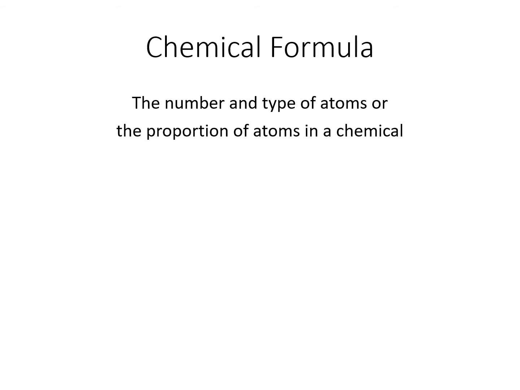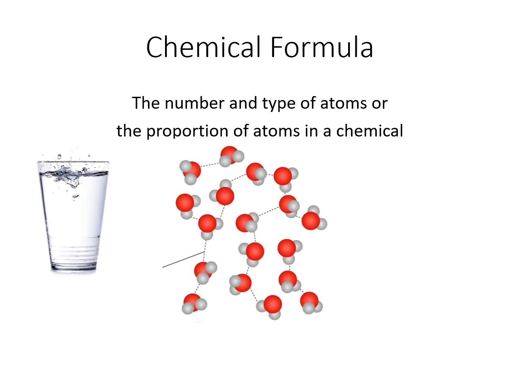So our definition for chemical formula is as follows. It is the number and type of atoms or the proportion of atoms in a chemical. So the number and type of atoms is a little bit easier to understand. If I had a glass of water, for example, and if I was to zoom in on the atomic scale, millions and millions of times, I'd see that I have trillions and trillions and trillions of these water molecules.